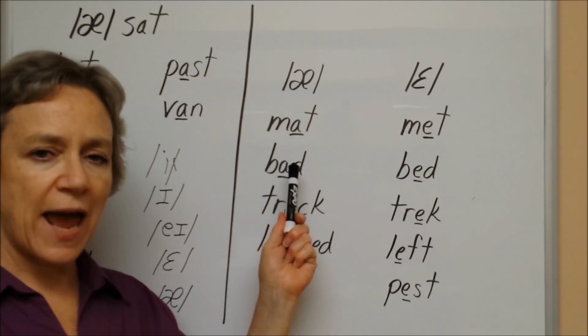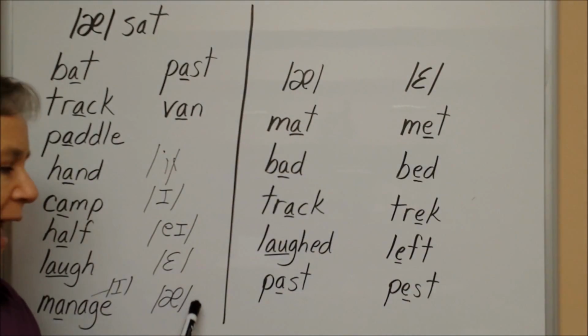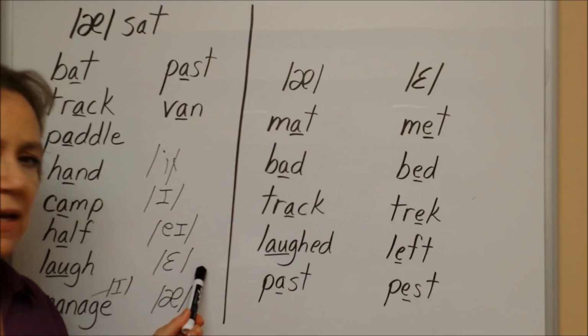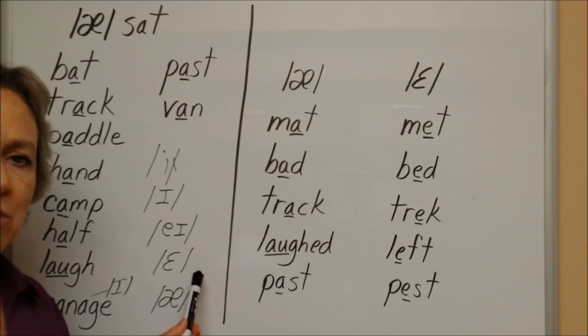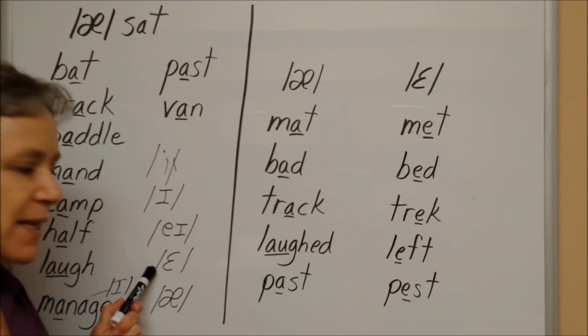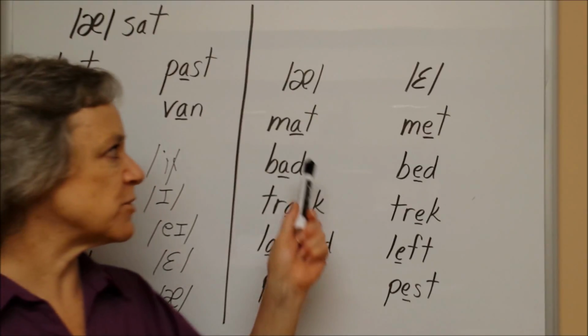Now let's do them across and be sure that you are changing the vowel sound. So again, these are a, these are e. In the vowel chart, a has the mouth open wider than e. They are both lax sounds. They're both relaxed. Okay? Let's try.